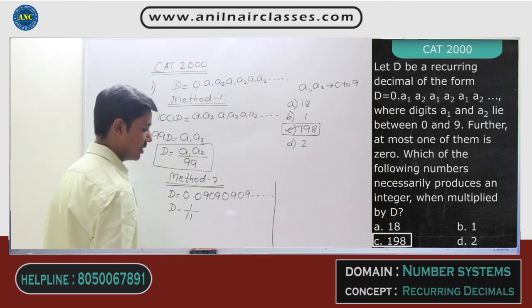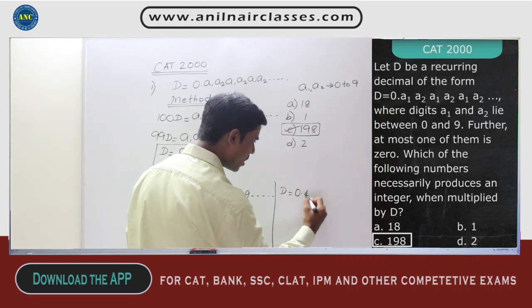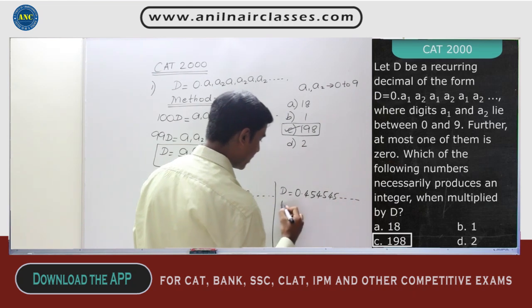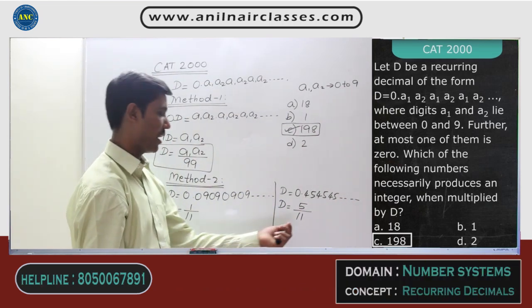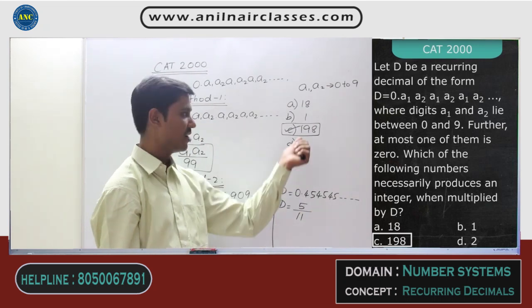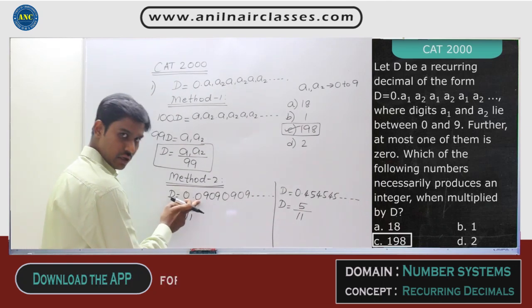It need not be 0.090909. Suppose D is 0.454545, etc. This is nothing but 5 by 11. Again I don't want to have a fraction. I should cancel this 11. That means I should multiply by a multiple of 11. 198 is a multiple of 11. Getting the idea? Any one should be 0.